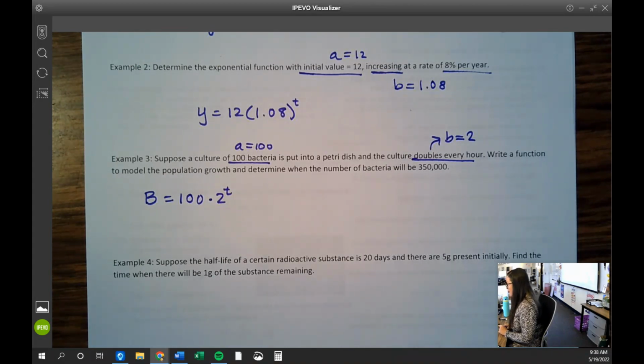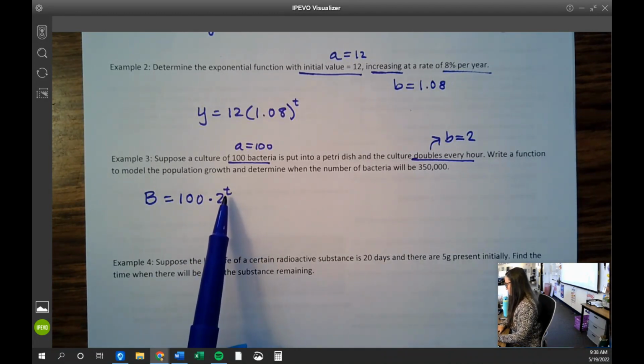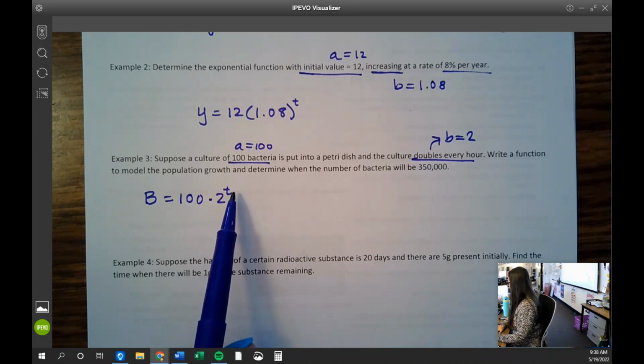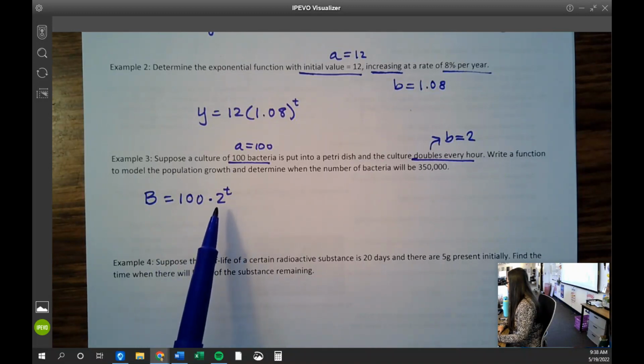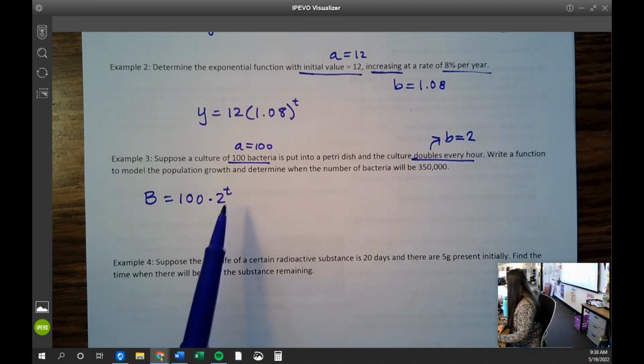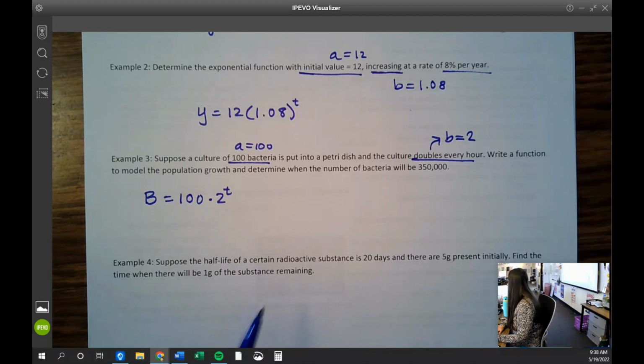Now let's think about if this makes sense, right? If T is 0, 2 to the 0 is 1. 100 times 1 is 100, right? Which is good. If T is 1, 2 to the 1 is 2. 100 times 2 is 200. If T is 2, 2 squared is 4. 4 times 100 is 400. So it's doing what we want it to do, right? We go 100, 200, 400, and so on.